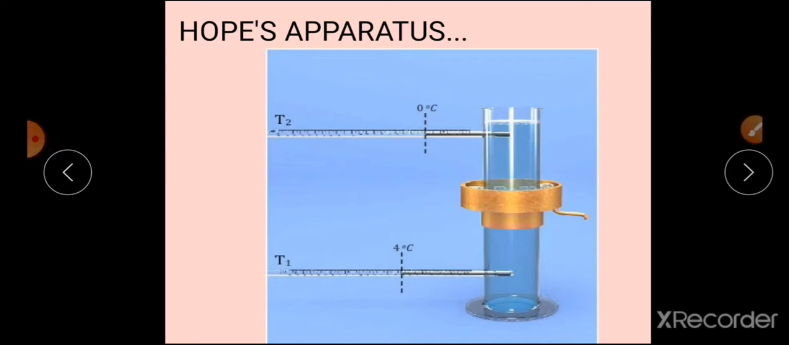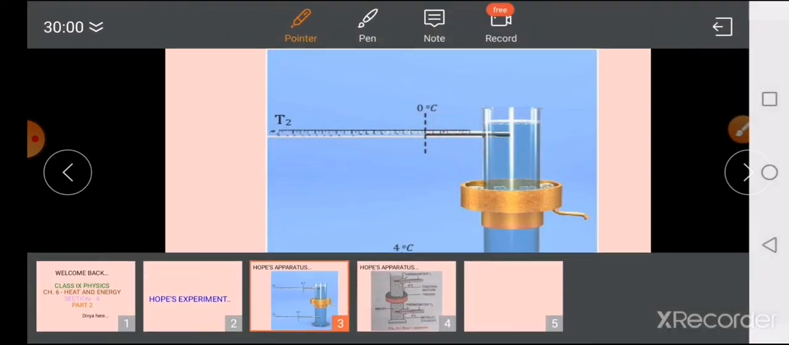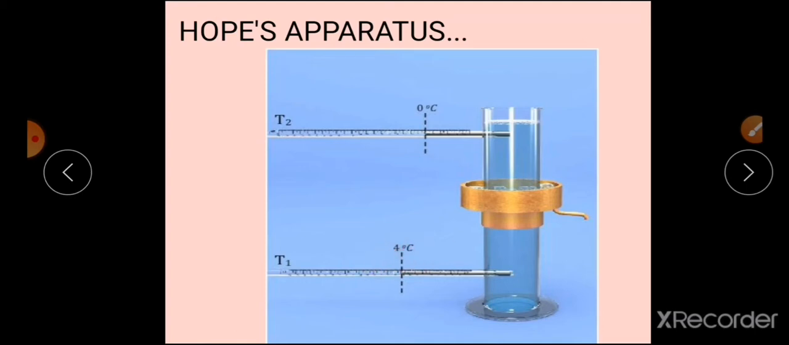When you go through this, you can see the Hope's experiment as given here. It is having a cylindrical structure here. It is a metallic cylinder. Then you can see two thermometers over here, kept one at the top and one at the bottom side. Then towards the middle you can see a trough there, inside which you will be having a freezing mixture, and I'll tell you what this freezing mixture will be. Now inside this cylindrical tube it will be filled with water. So this is the basic structure or apparatus for your Hope's experiment.